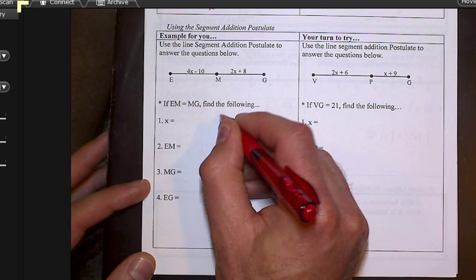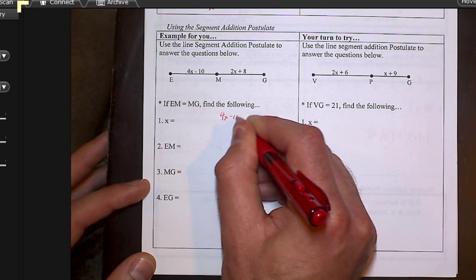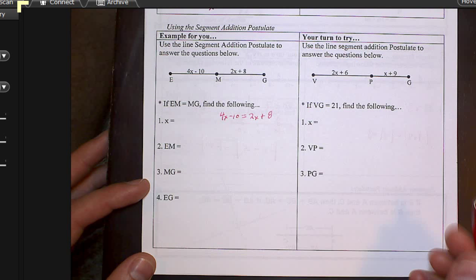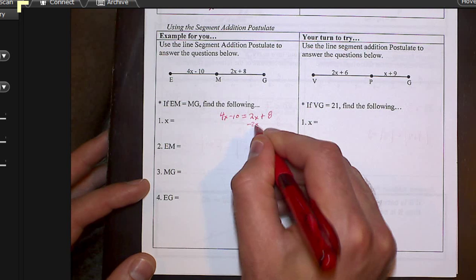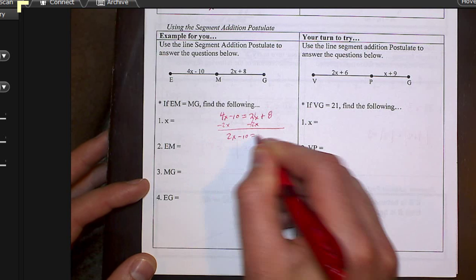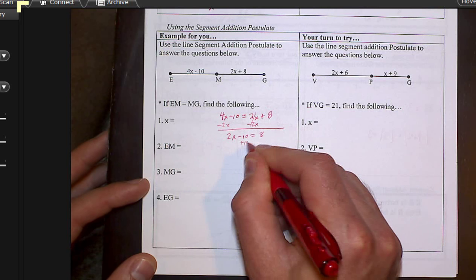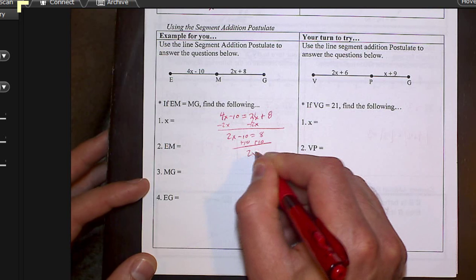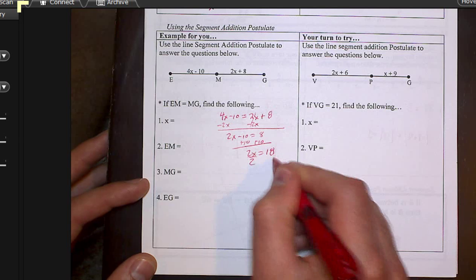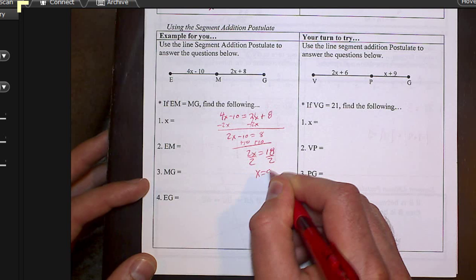I'm just going to write 4x minus 10 is equal to 2x plus 8, and I'm going to solve this for x. I'm going to subtract 2x from both sides. I'm going to get 2x minus 10 is equal to 8. I'm going to add 10 to both sides. I'll get 2x equals 18, and then I'm going to divide both sides by 2 and get x equals 9.